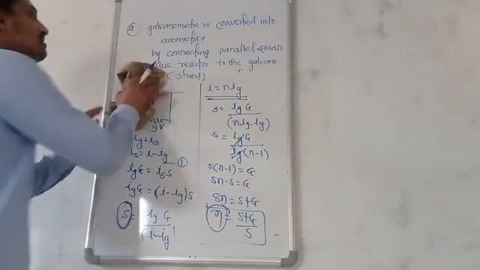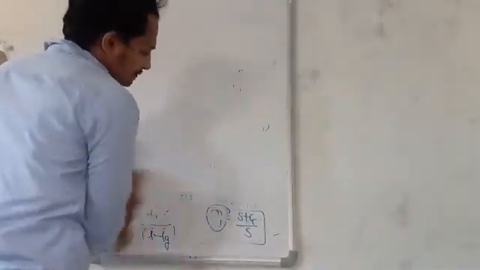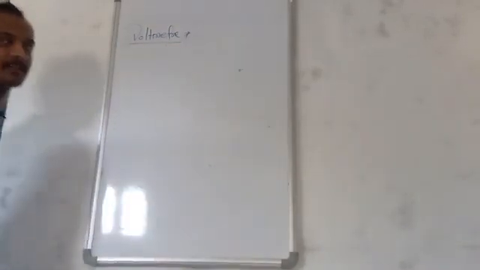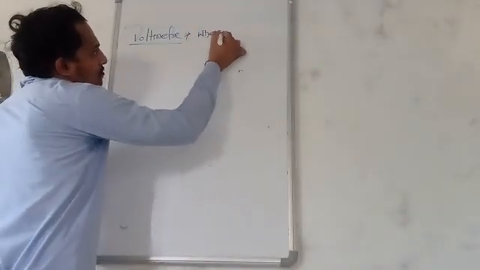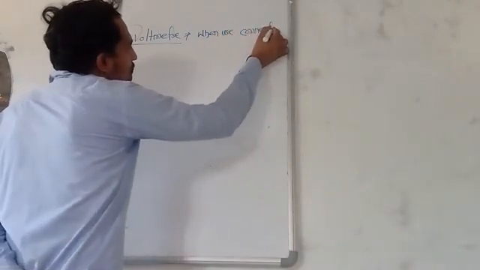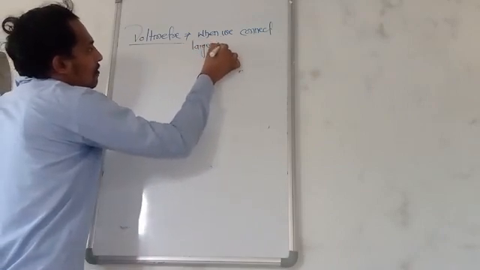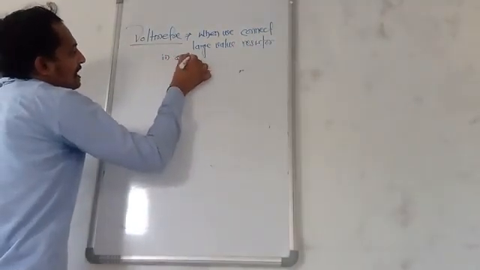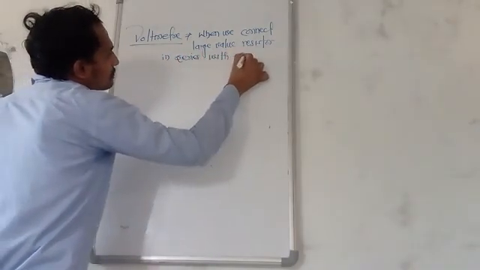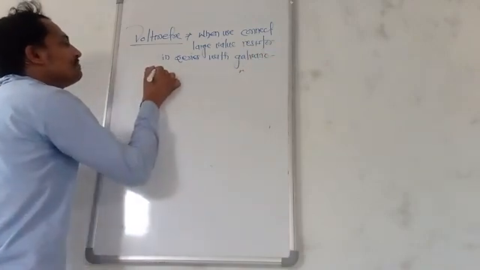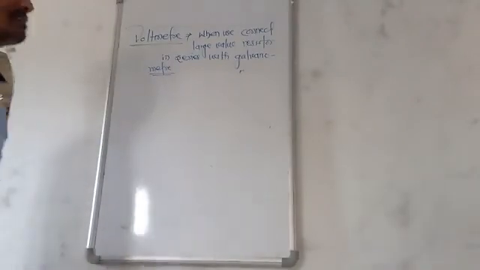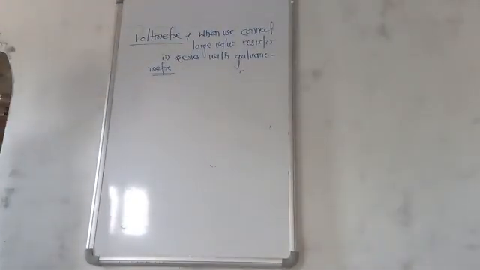After this we have to discuss the next instrument, that is the voltmeter. So what is a voltmeter? We convert a galvanometer into a voltmeter when we connect a large value resistor in series with the galvanometer coil. When we connect the large value resistor in series with the galvanometer coil, at that time the galvanometer is converted into a voltmeter, and it measures the voltage of the circuit.